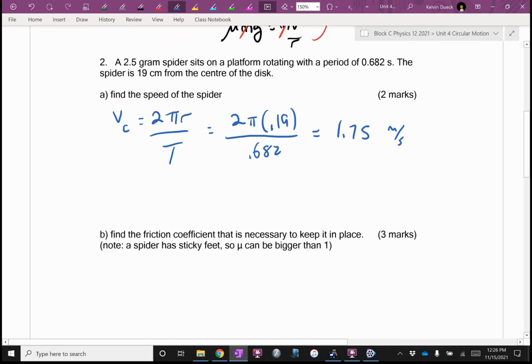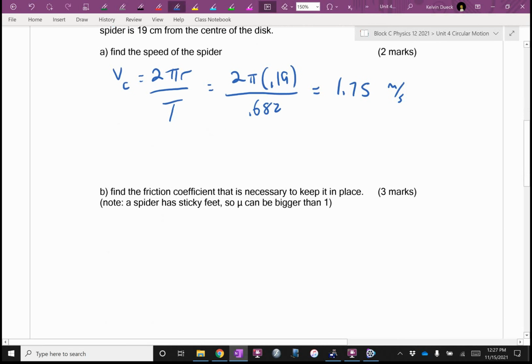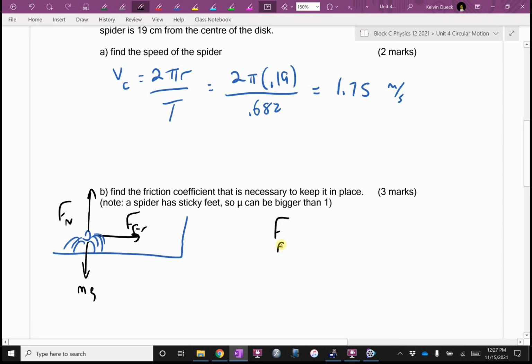Then B is going to be the same free body diagram as the car going around a corner, except it's going to be a spider, but it's going to be, again, gravity down, normal force up. Again, friction is what's pushing me in a circle.